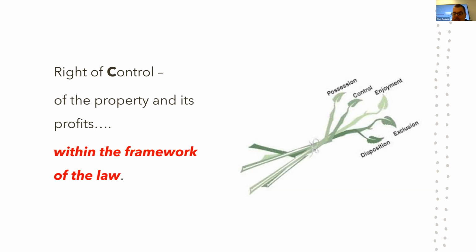As I tell my students, you still can't grow pot on your land in North Carolina, right? So there are laws and rules for what you can do with your land. And that's where zoning comes in.